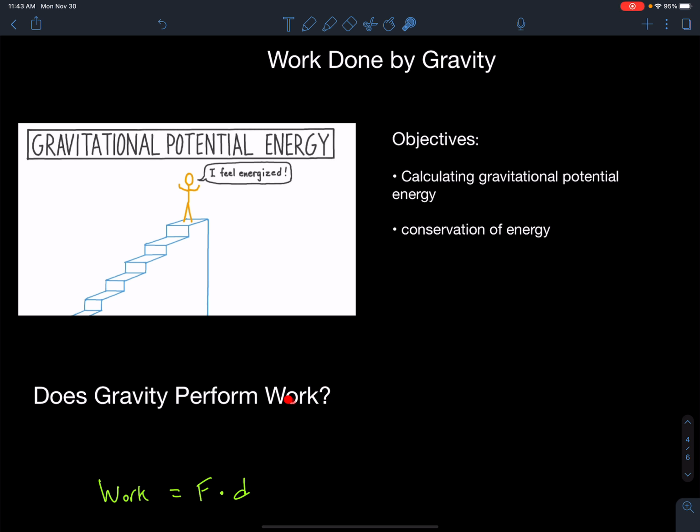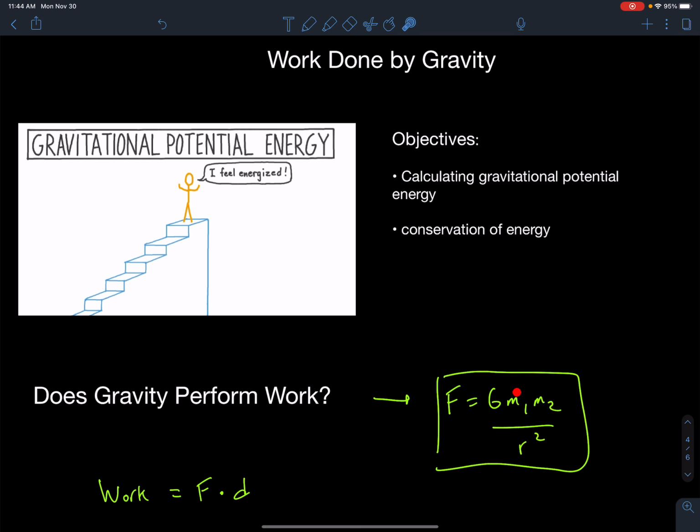So the first question I have is, does gravity actually perform work? It's kind of strange. Gravity is a force that exists between two objects of mass. Later on, by the end of this unit, we're going to review a formula for Newton's universal law of gravitation that looks like this, where I have an object 1 of mass and another object of mass, and I separate them by a distance, and I can calculate the force of gravity that exists between them. But gravity doesn't go out and perform work on objects. Work is usually done against gravity.